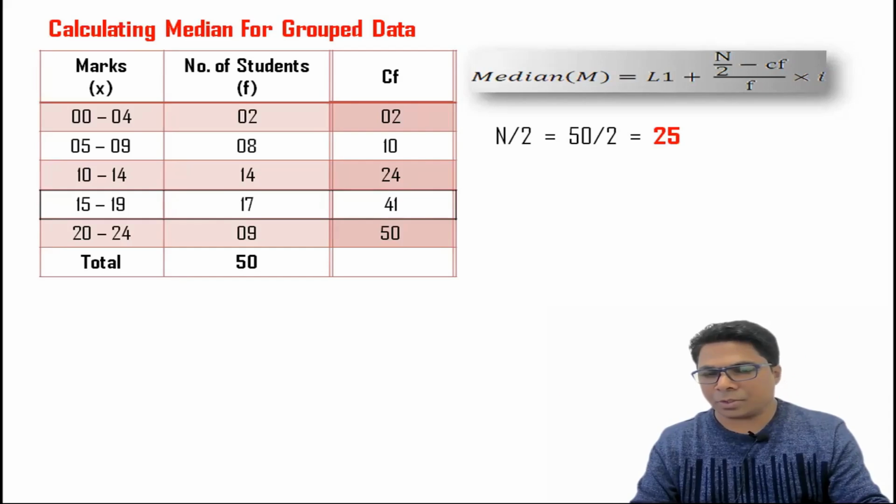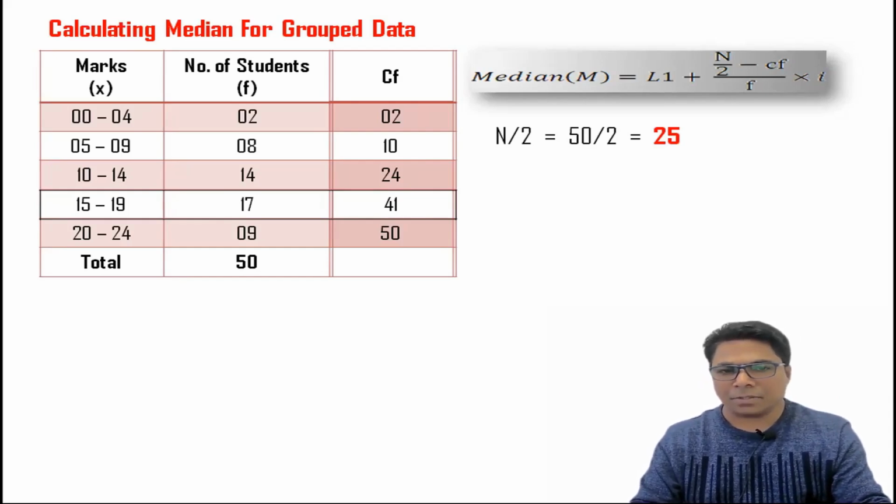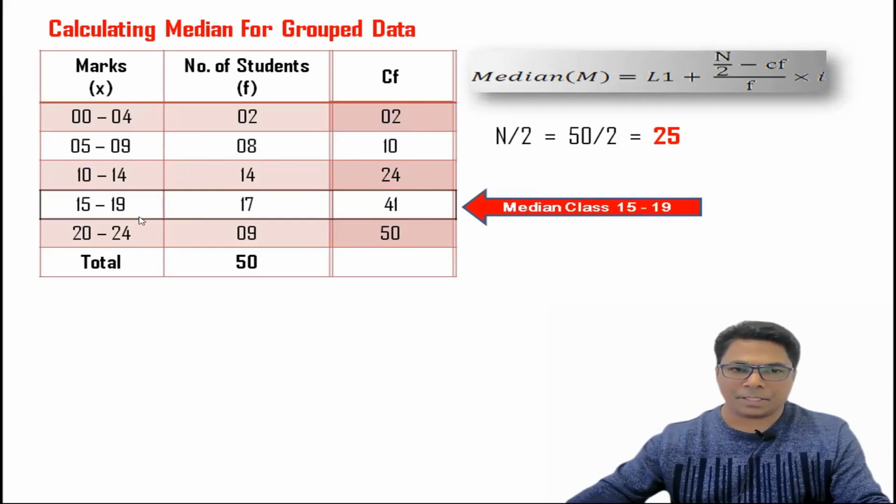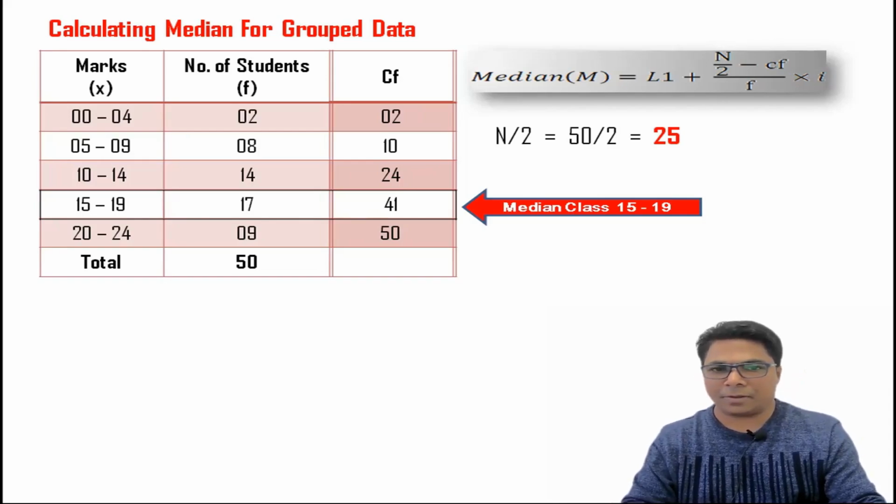Just take the value 25 and check in the CF column. Where does 25 fall? It doesn't fall in 10 or 24, but it falls under 41. 25 is less than 41. So we mark this particular row, this particular class, as the median class. So the class interval 15 to 19 is our median class. This class will help you find your CF, F and I.